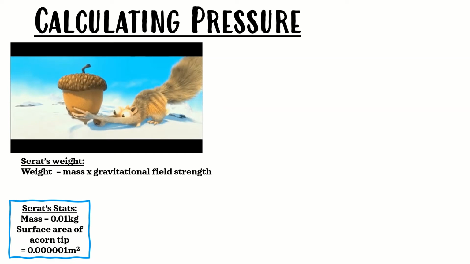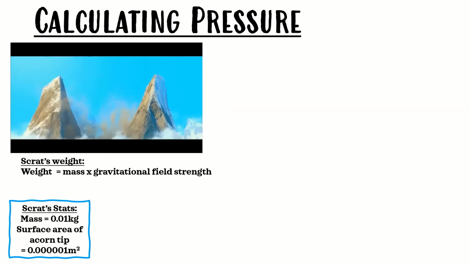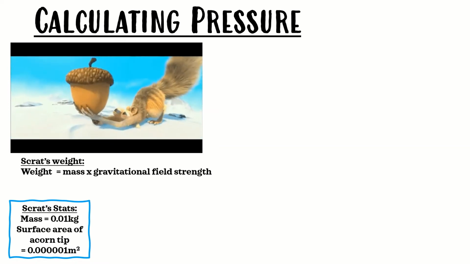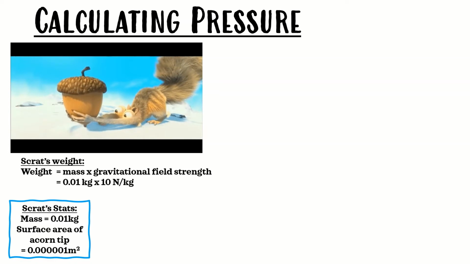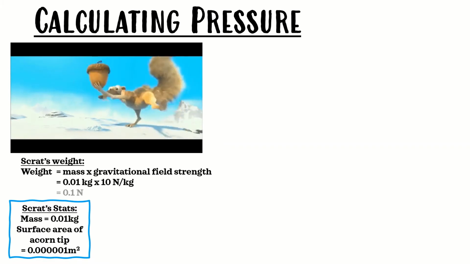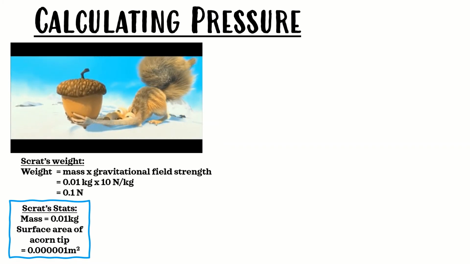Remembering our formula, weight equals mass times gravitational field strength, and we know that the gravitational field strength on Earth is 10 newtons per kg. So we substitute our values into that equation, 0.01 kilograms times 10 newtons per kg, and we find the weight of that acorn is 0.1 newtons.